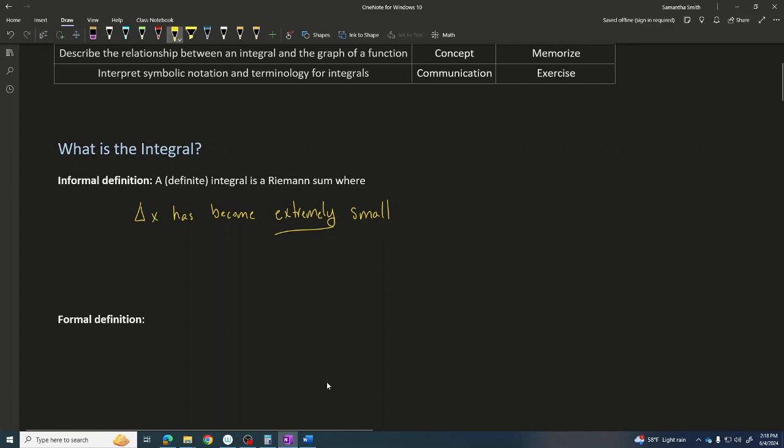Now, put another way, you could also say that a definite integral is a Riemann sum where the value of n, the number of chunks, the number of subdivisions, has become extremely large. These are just two different ways of saying the same thing. A Riemann sum with very little space between the data, a Riemann sum with an extremely large amount of data. That is a definite integral.